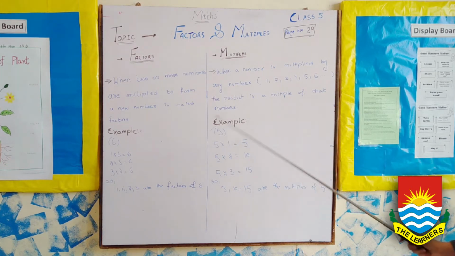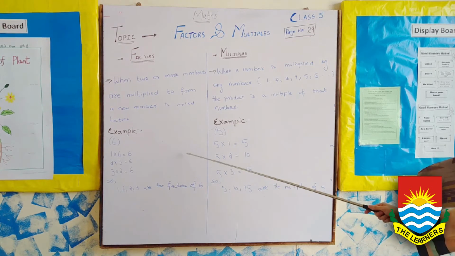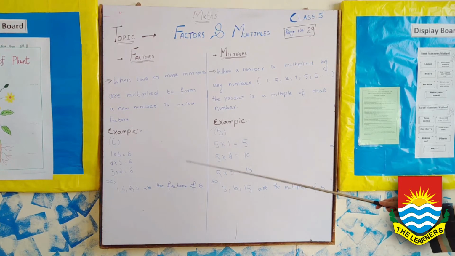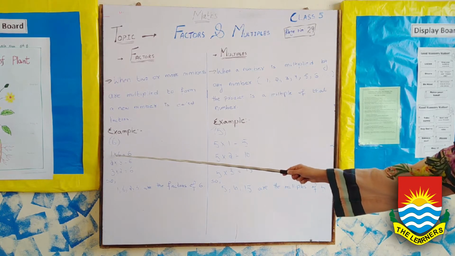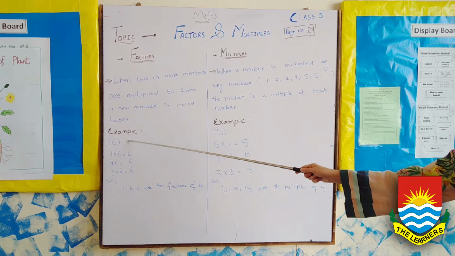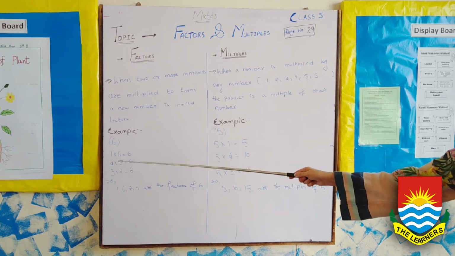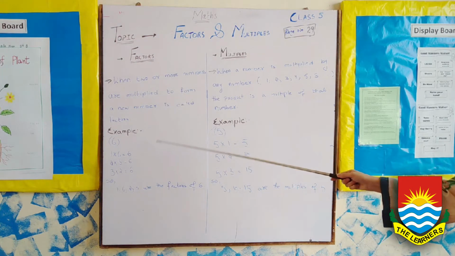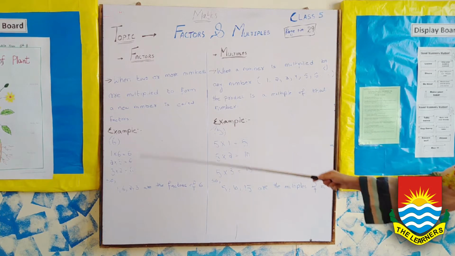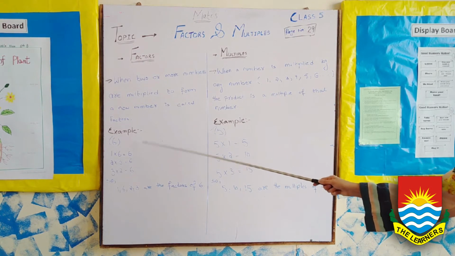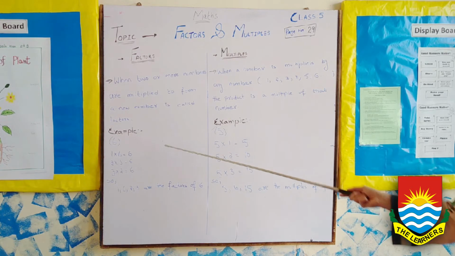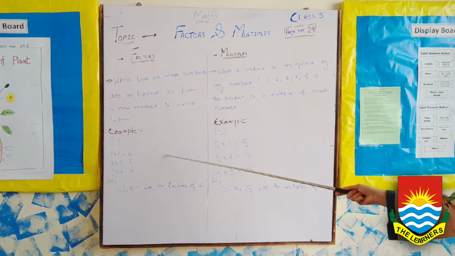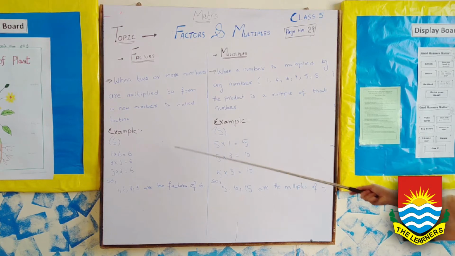As we know, 1 is a factor of every number. Every number is a factor of itself. For example, 5 multiplied by 1 is equal to 5, 4 multiplied by 1 is equal to 4. So 6 is an example of factors. Here comes another example, 4. So 4 1s are 4 and 2 2s are 4. So 1, 2 and 4 are the factors of 4.